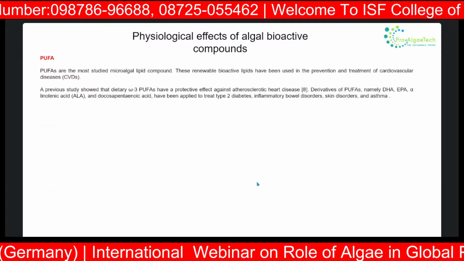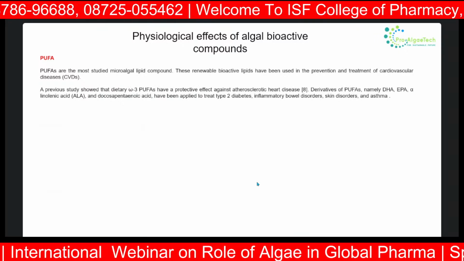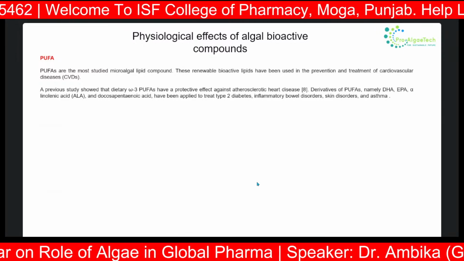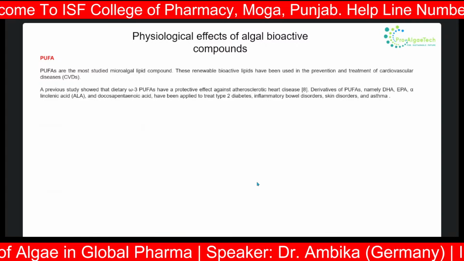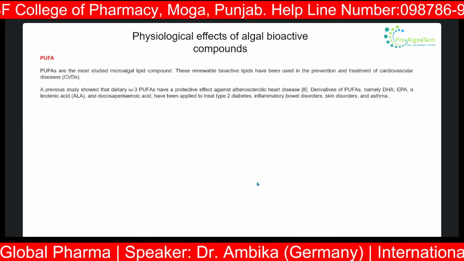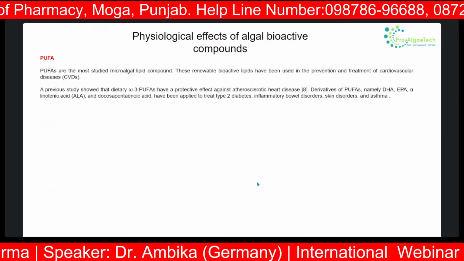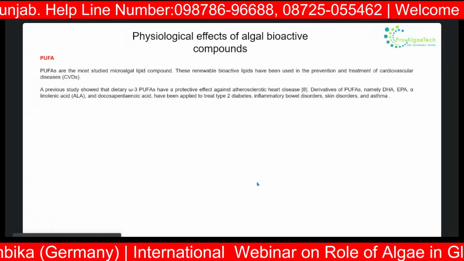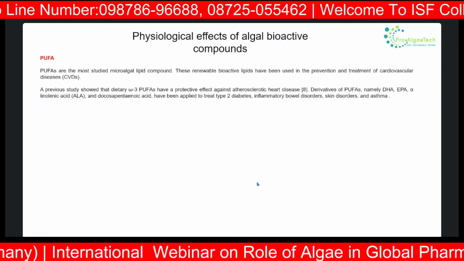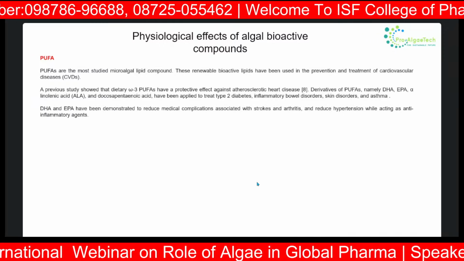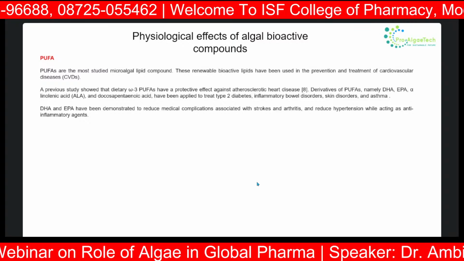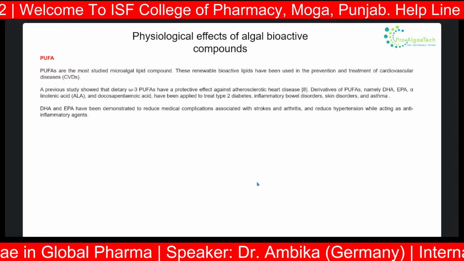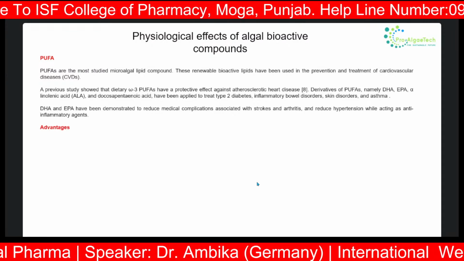A previous study showed that dietary omega-3 PUFAs have a protective effect against these heart diseases, and derivatives of PUFAs, namely DHA, EPA, alpha-linolenic acid, and DPA, have been applied to treat type 2 diabetes and also inflammatory bowel disorders, skin disorders, and asthma. DHA and EPA have been demonstrated to reduce medical complications associated with strokes, arthritis, and hypertension while acting as anti-inflammatory agents. What are the advantages?